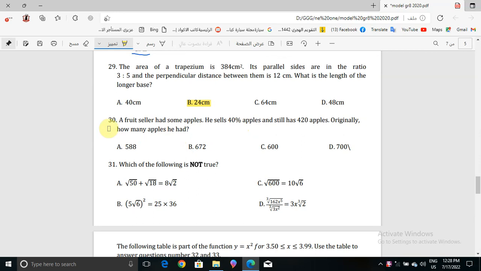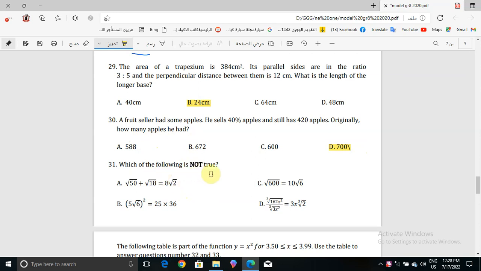Now question number 30. A fruit seller had some apples. He sells 40% of the apples and still has 420 apples. Originally, how many apples did he have? Now after using the formula, you will get 700. Now question number 31.